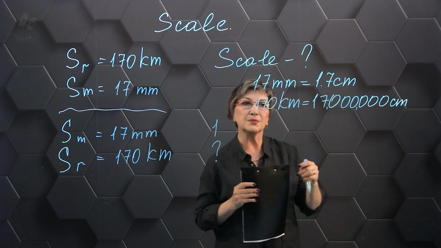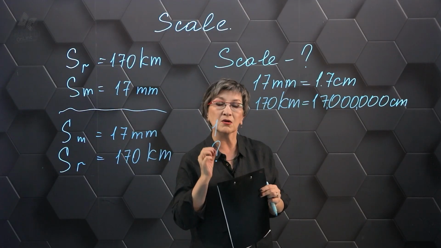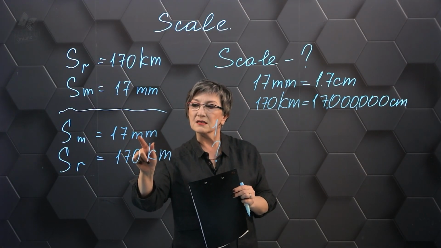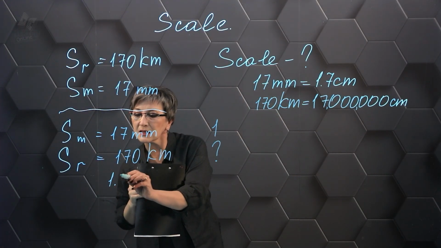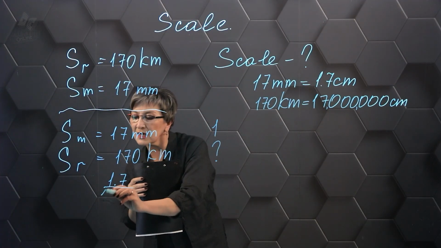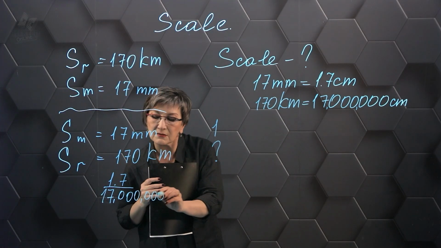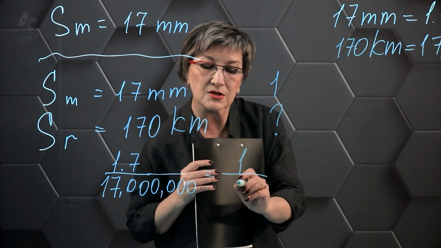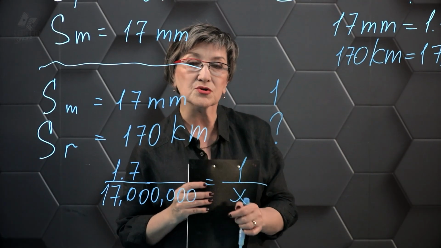After I've converted all the units of measurement into centimeters, I can make a proportion. In this case, 1.7 centimeters equals 17 million centimeters, just as 1 refers to an unknown quantity, which is x. Now, by making a proportion, we can find the scale.